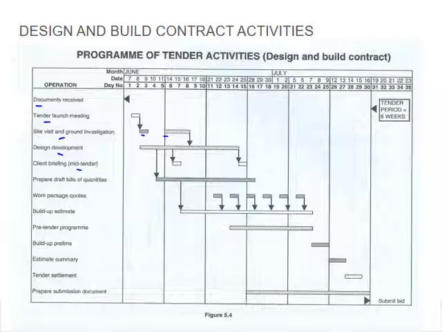Then you've got your client brief mid-tender. That's basically where you as a contractor give feedback on how the design is going. And then you prepare your tender draft and the quantities, and then you divide your project into different packages, and you build up your estimate according to that. Then you've got your pre-tender program, then the build-up of prelims is done, and your estimate summary is compiled, and your tender settlement, and prepare your submission document on which the client then evaluates your tender that you have submitted, whether it will work or not.